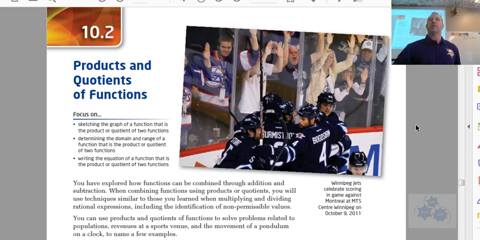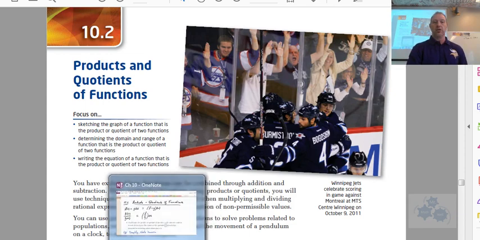But we've talked about sums and differences of functions. And today we're going to talk about products and quotients of functions. I mentioned yesterday that we just got through Chapter 9 studying rational functions. And really, rational functions are a polynomial function divided by a polynomial function. That is a quotient of functions. That's basically what we're talking about.